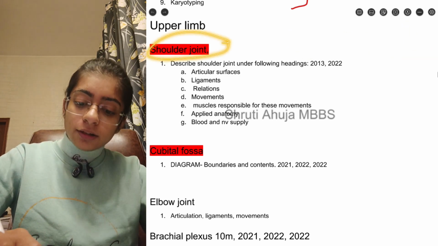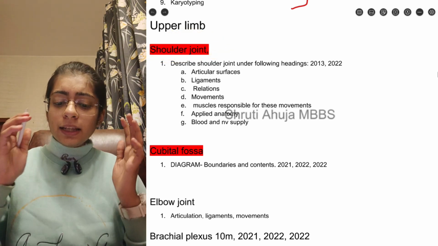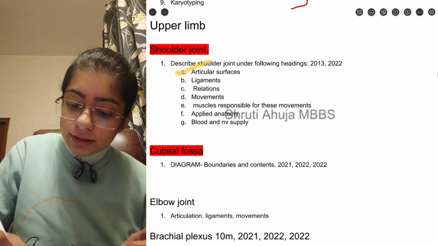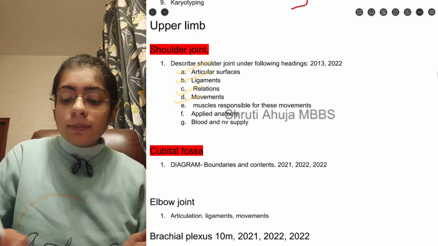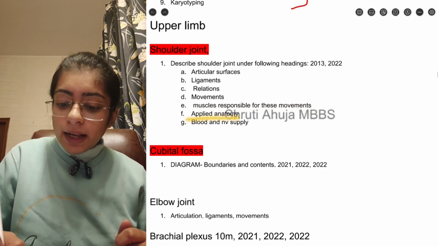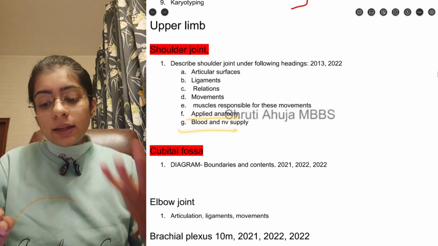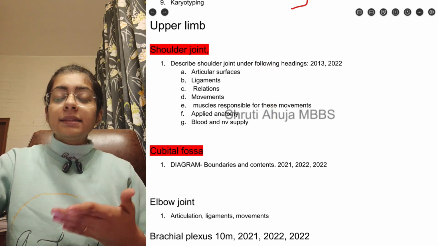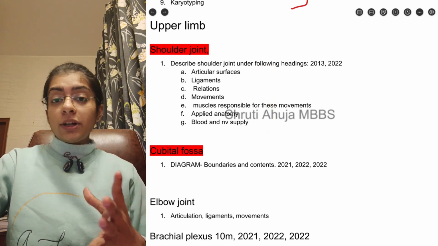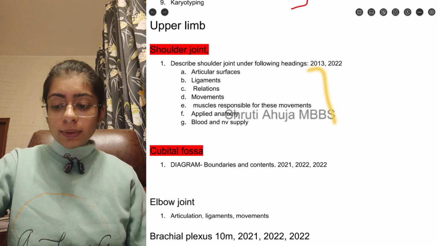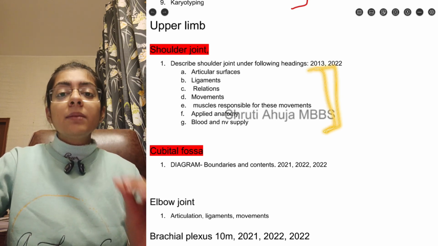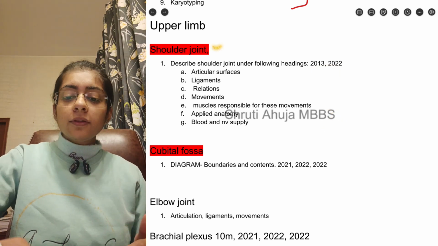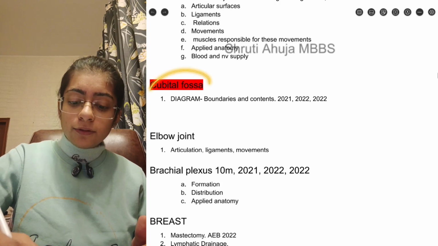If you get a question from the shoulder joint, in many universities the headings are mentioned: articular surfaces, ligaments, relations, movements, muscles responsible for these movements, applied anatomy, and blood and nerve supply. These points are usually given in our university, but if they are not given, you just need to remember these things, because these are the main points on which you are judged in a question on joints, right?